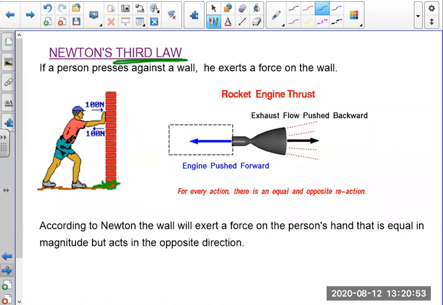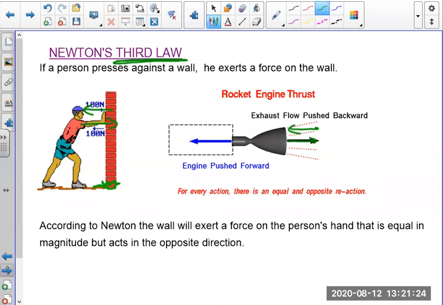What we need to remember about Newton's third law is that the forces are applied on two different objects. The guy is applying a force on the wall. The wall is applying the same force on the guy, just in the opposite direction. And that is how a rocket goes up in the air. The gases of the rocket apply a force on the ground, and the ground applies the same force in the opposite direction. So therefore, it's going to go upwards.